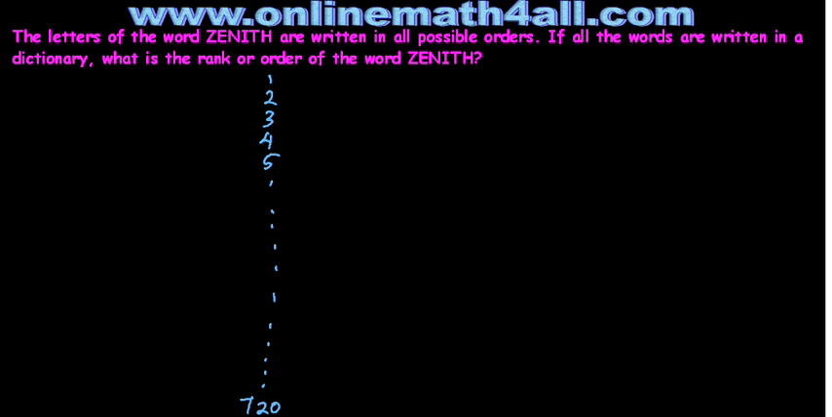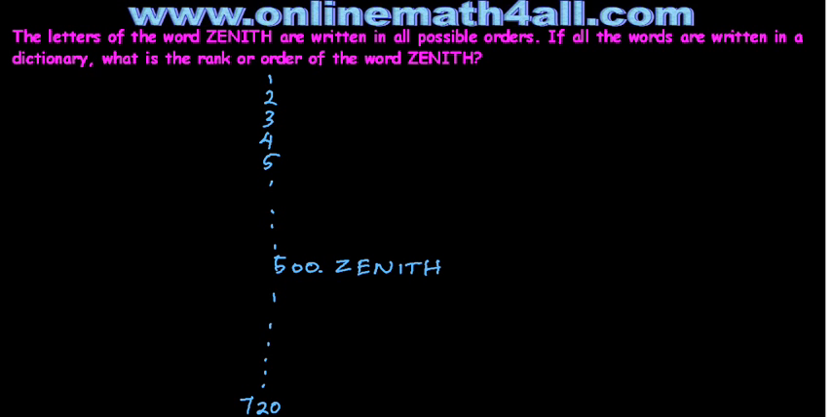Because zenith is one of these 720 words, for example, I assume zenith comes at the place of 500. Students, I have not found the rank of the word zenith; I just assume the rank or order of the word zenith is 500. I mean, zenith comes at the place of 500 in these 720 words in the dictionary. So the rank of zenith is 500, and there are 499 words before the word zenith in the dictionary. This is what we have to find.